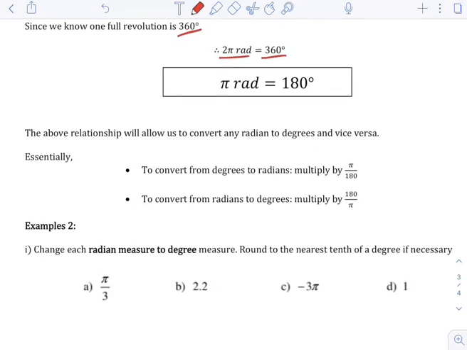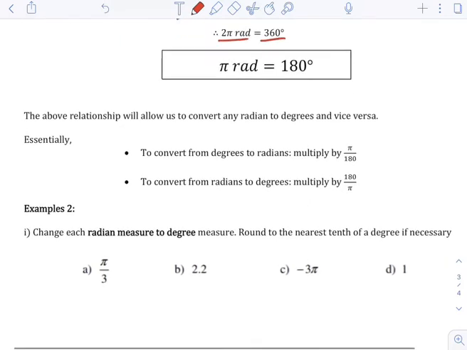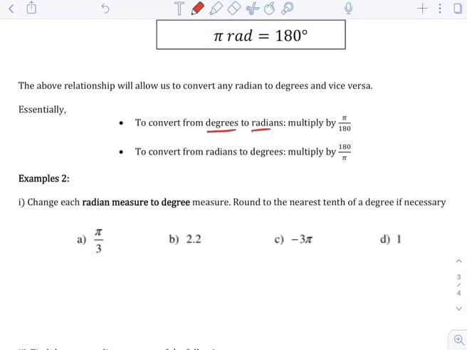So the above relationship will allow us to convert radians or degrees, and vice versa. Essentially, to convert from degrees to radians, multiply by pi over 180. To convert from radians to degrees, multiply by 180 over pi. So that's going to be the relationship that we're going to be using.